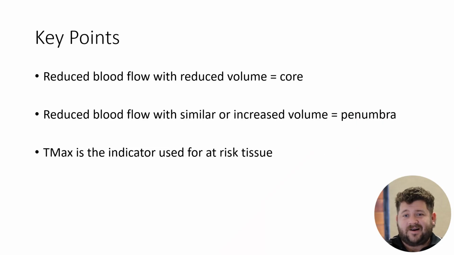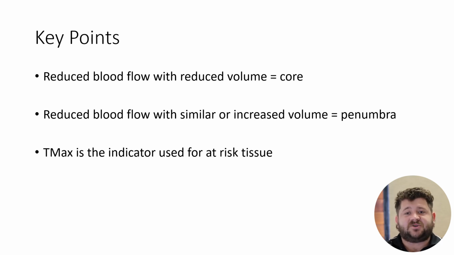Okay, so to wrap up what's been quite a long video, we've gone through quite a few things. What are our key points that we need to know as RADs performing these scans? Essentially, any area of brain tissue with reduced flow and with reduced volume will be called infarct. So that's tissue that we can't save. Any area with reduced blood flow but similar or increased blood volume, that's penumbra. So that's what we want to see.